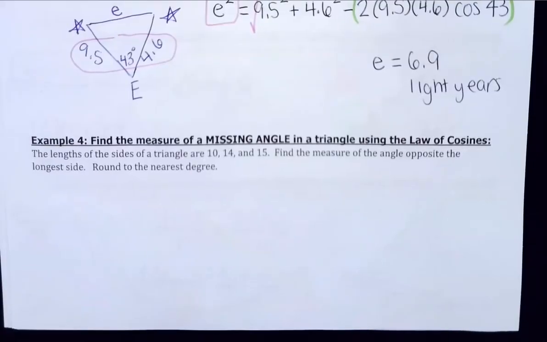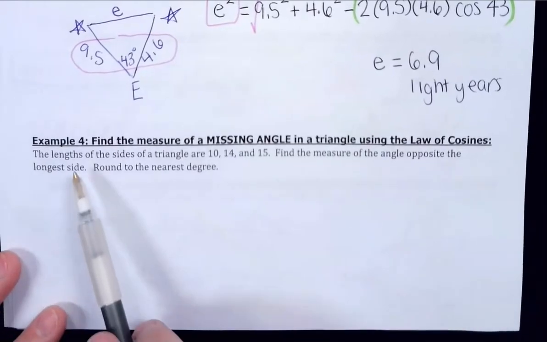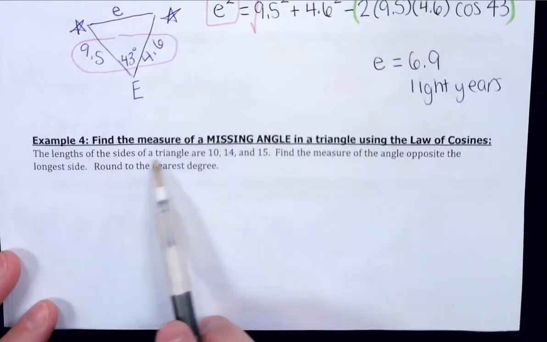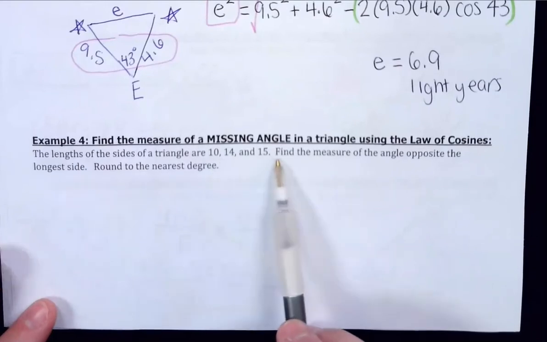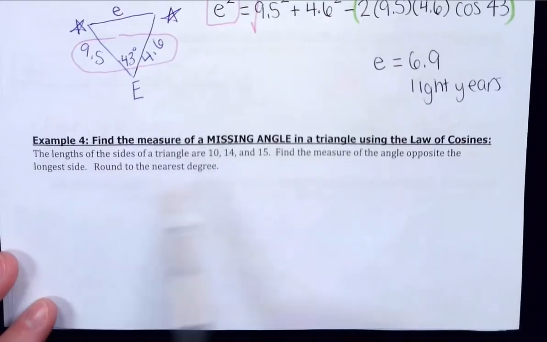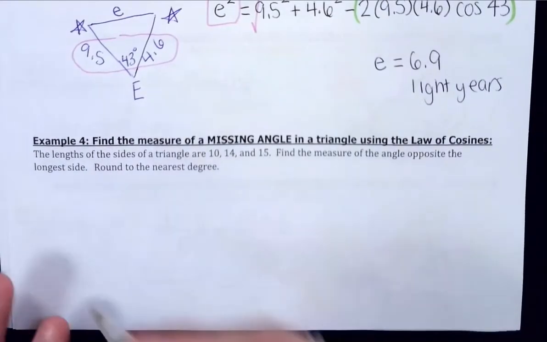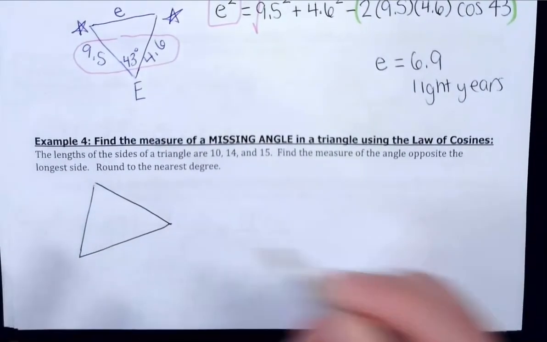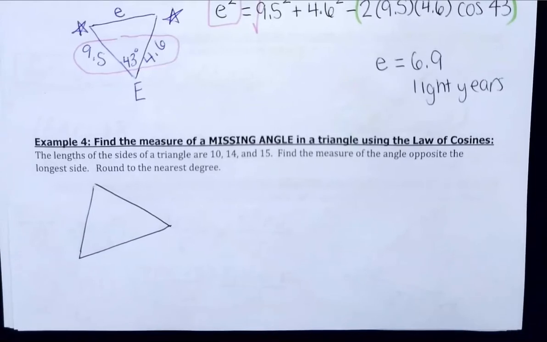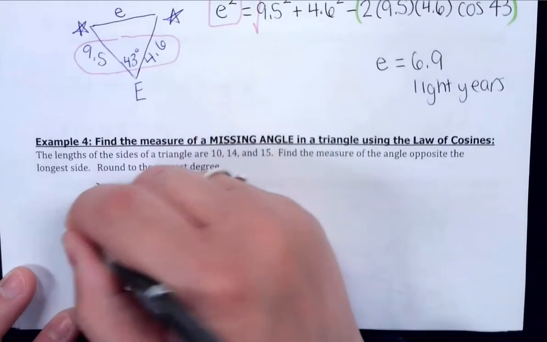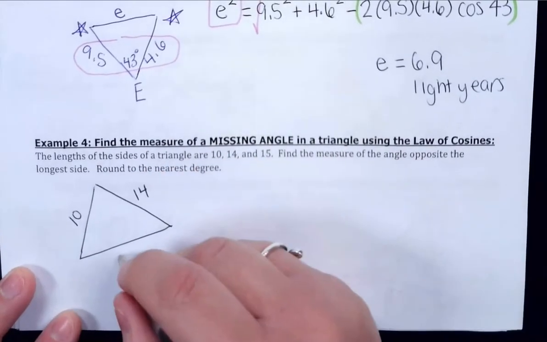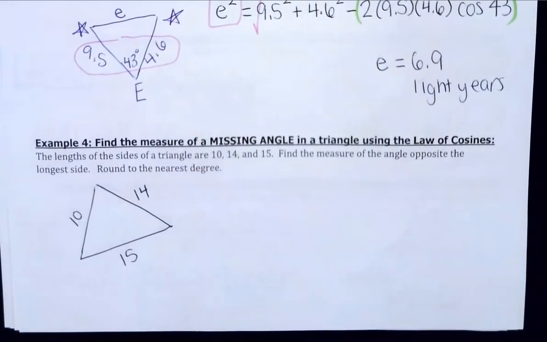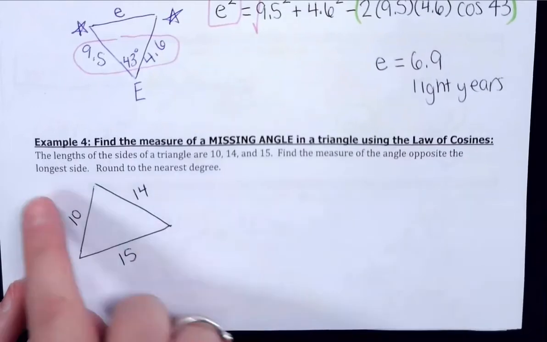And one last question here. So this gives me the lengths of the sides of a triangle, all three of them, and then it says find the measure of the angle opposite the longest side. So again, I'm just drawing myself a little reference triangle here. None of these are to scale in any way, shape, or form. So just label one of the sides 10, one of them 14, and one of them 15.